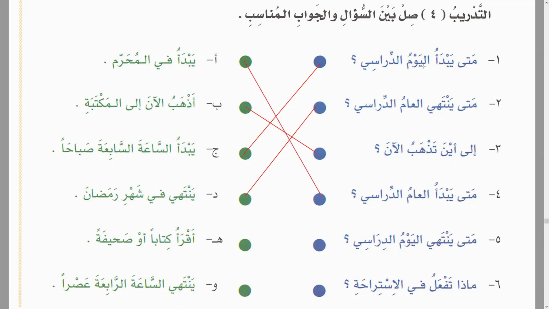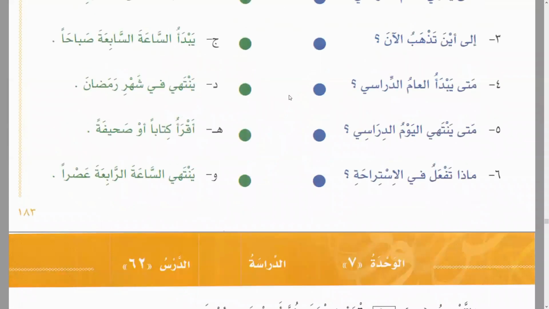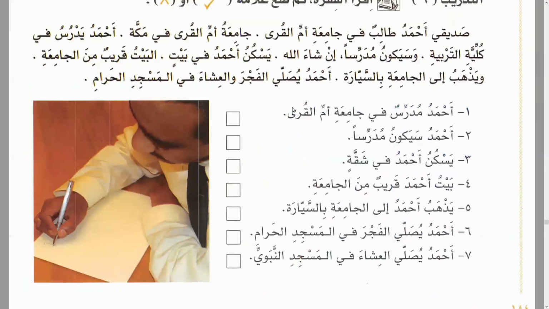First one. نعم. Sixth. Sixth is ينتهي. يبدأ. They're asking beginning. Okay. يبدأ في. متى ينتهي اليوم الدراسي؟ ينتهي الساعة الرابعة عصرا. Or maybe you said the next one. Yeah, it ends at 4 o'clock in the evening. Asr time. ماذا تفعل في الاستراحة؟ What do you do in the break? أقرأ كتابا أو صحيفة. I read a book or a newspaper.